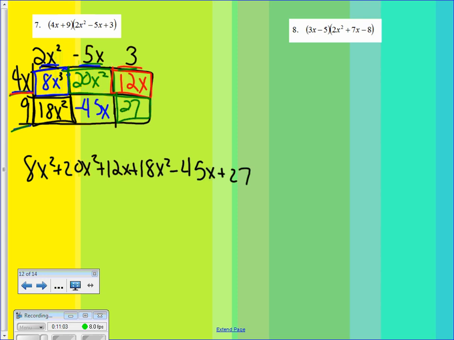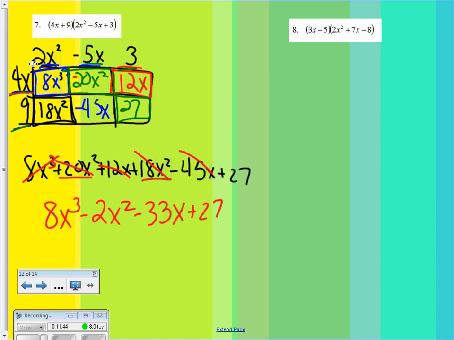So if we go ahead and combine like terms, we're going to have to combine a couple things. This 8x cubed stays the same. So that's going to be our leading coefficient. Next, we need to combine 20x squared and 18x squared. When we do that, we are going to get, oh, sorry, that should be a negative 20x. So we're going to get a negative 2x squared. Okay, next we want to combine negative 45x and 12x. That gives us a negative 33x. And then our constant's going to be added on at the end. So you guys can go ahead and try number 8.